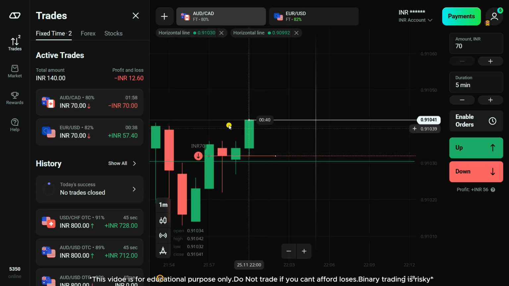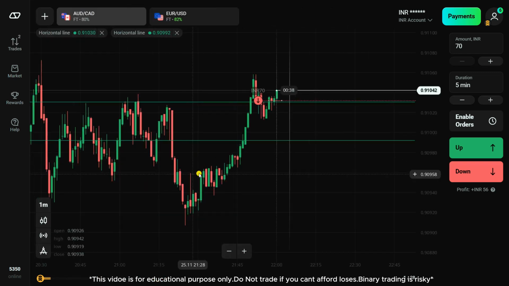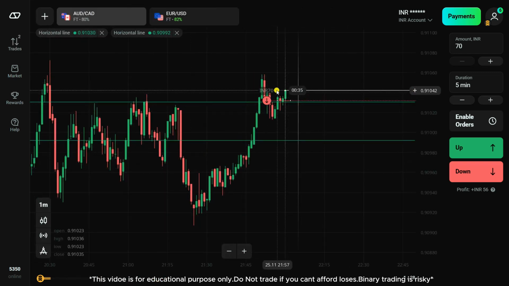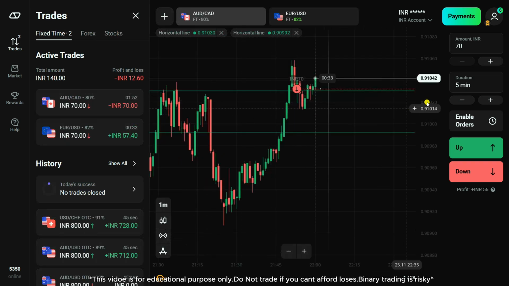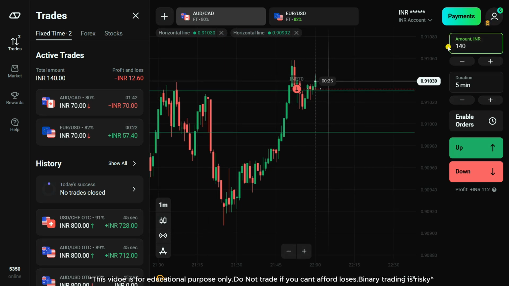So one trade is going in the upward direction. If the market is moving upward and you see that this is a loss, you just go for martingale again in the downward direction. So how does martingale work? If it is a 70, just place a 140 here. I'm placing a 140 here. I'm taking the trade in the downward direction if it is a loss again.